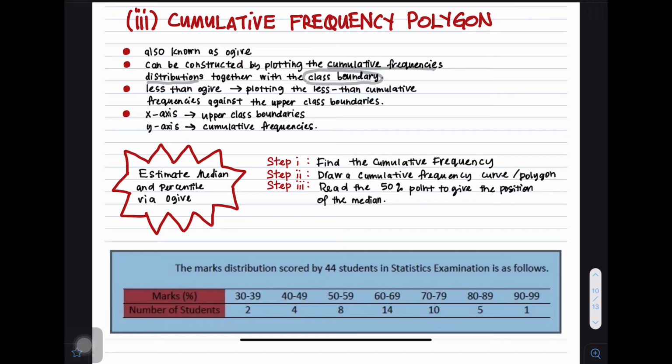Okay, we are dealing with the less than OGIF, where we will plot the less than cumulative frequency against the upper class boundary. Okay, maksudnya kita akan guna upper class boundary. We just guna the upper boundary. Okay, so the x-axis will be our upper class boundary and the y-axis will be the cumulative frequency.